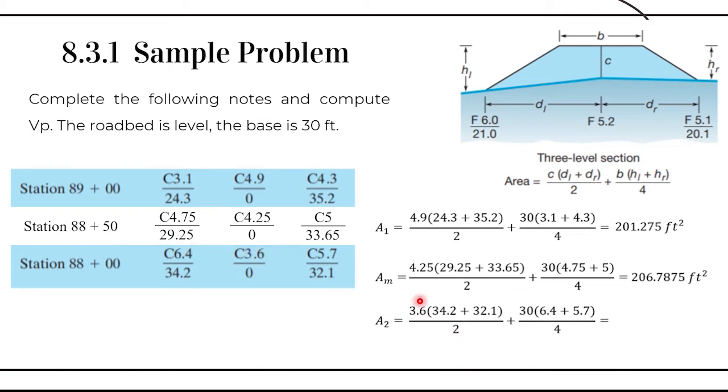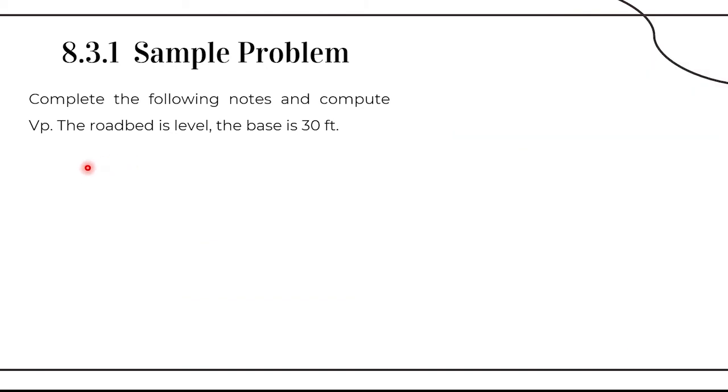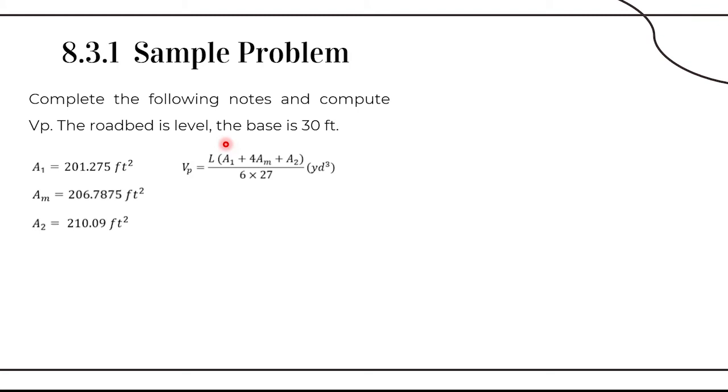For the last end section, you just have to do the same process. 3.6, which is the height of the center, 34.2 and 32.1, which are the distance left and distance right respectively, all over 2, plus the base, 30, times 6.4 and 5.7, which are the height left and height right, all over 4, which is equal to 210.09 square feet. Now we know the three areas of each section. Using the formula, we now have A sub 1, A sub m, and A sub 2.